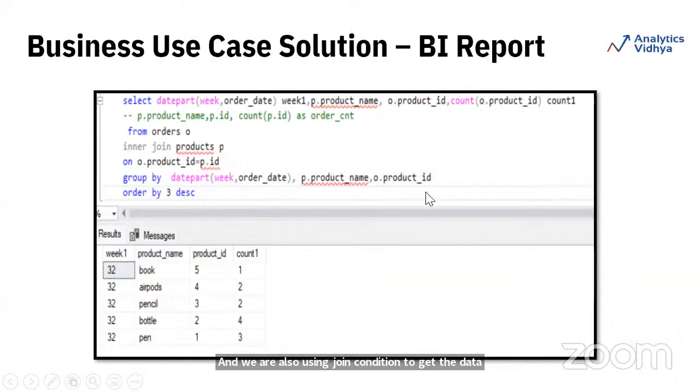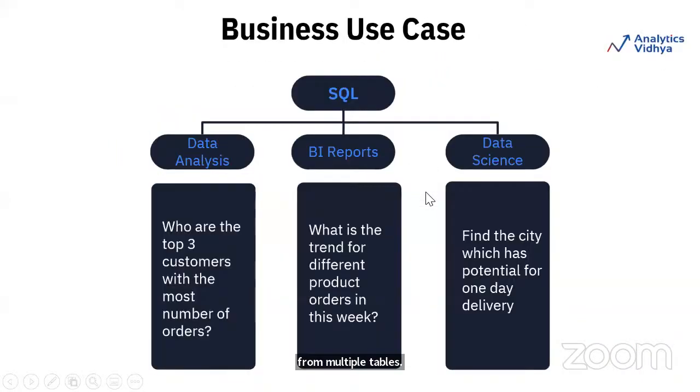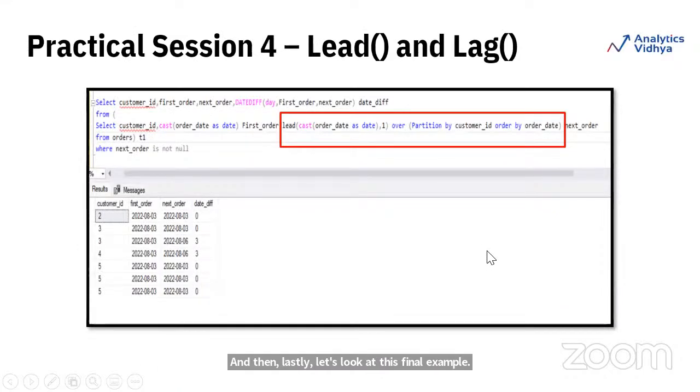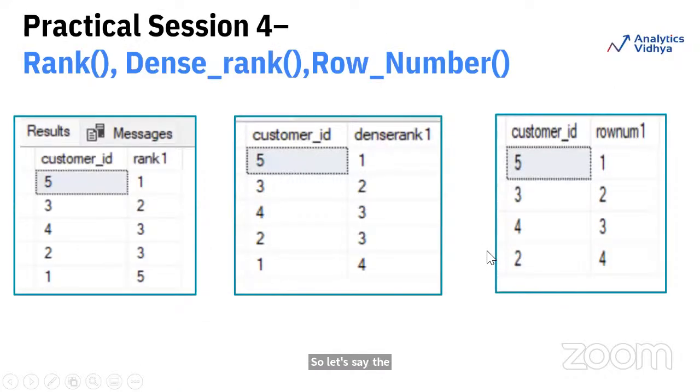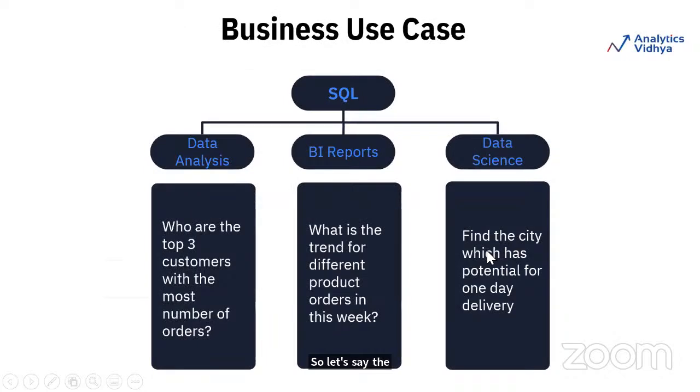And then lastly, let's look at this final example. So let's say the stakeholders want to know the city which has potential for 1-day delivery. So it is more like predictive analytics, wherein key trends are being predicted through the data and based on the historical data that we have.